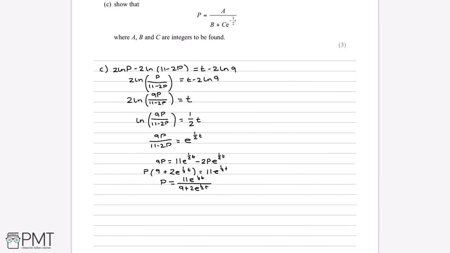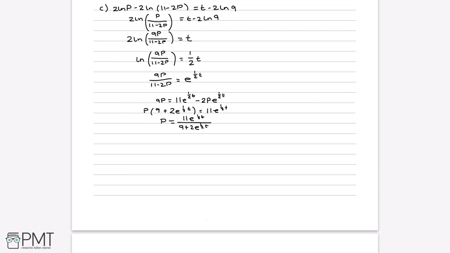Now, you may be able to see, we're getting closer to the form that the question wants us to give it in, but we're not quite there yet, because we have a numerator that has an e to the power of a half t term in it, and that is not the case in the form that we want it to be finally in.